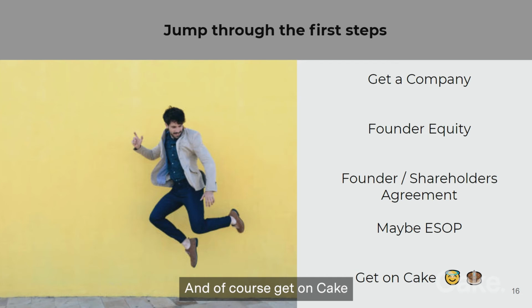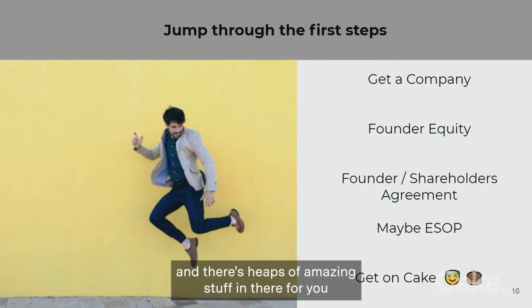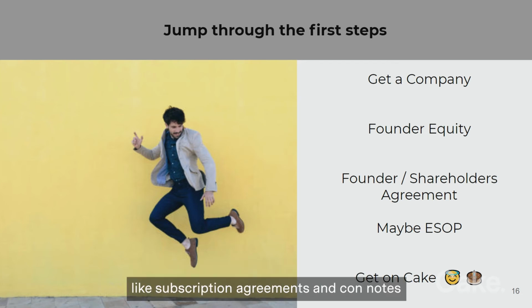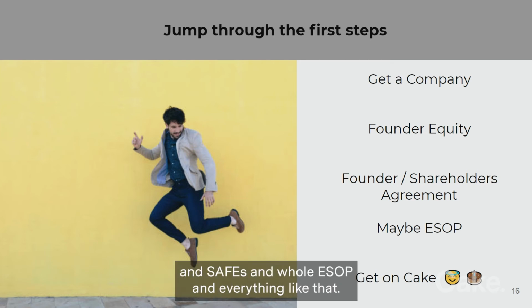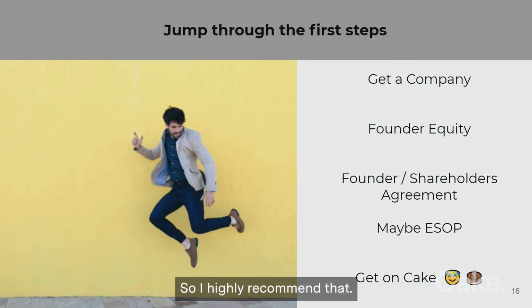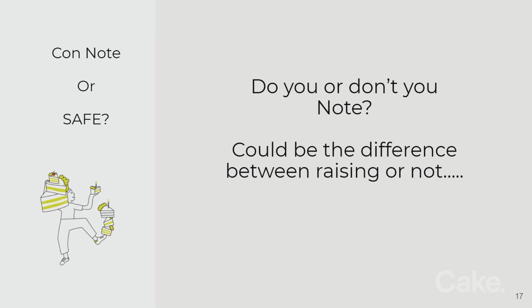And of course, get on K, because the first 5 investors is free and there's heaps of amazing stuff in there for you, like subscription agreements and con notes and safes and a whole ESOP and everything like that. So it's going to save you a ton of time and money. So I highly recommend that.